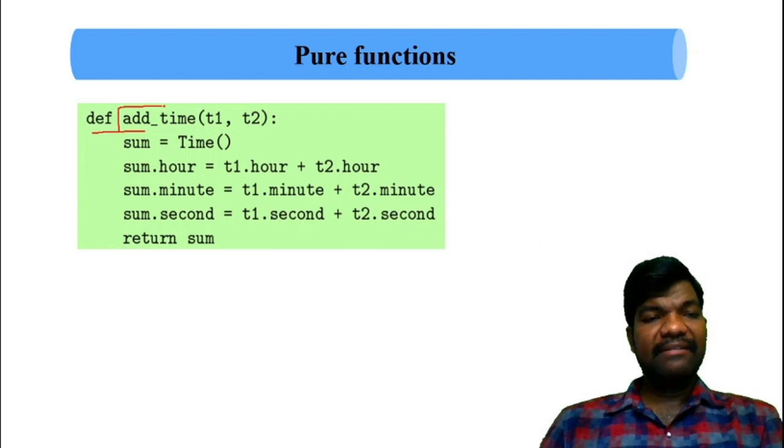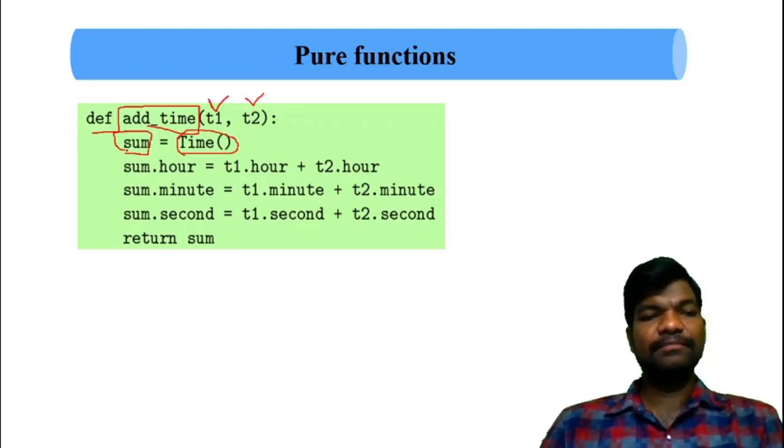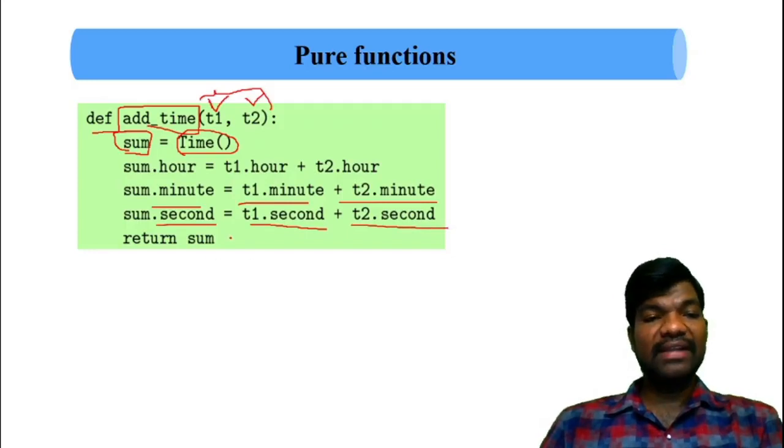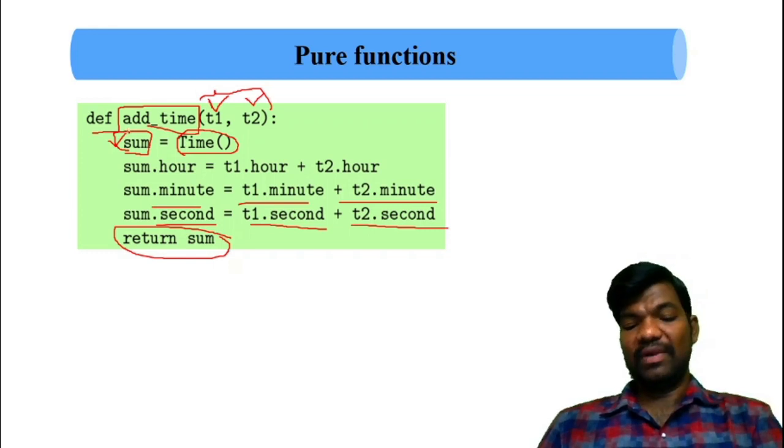Here I am creating a function add time with two parameters t1 and t2. I am assigning the time class to another object, sum. So sum dot hour equal to, add both timings, t1 dot hour plus t2 dot hour. Similarly, sum dot minute equal to t1 dot minute plus t2 dot minute. Sum dot second equal to t1 dot second plus t2 dot second. Finally, it will return the sum object, right?